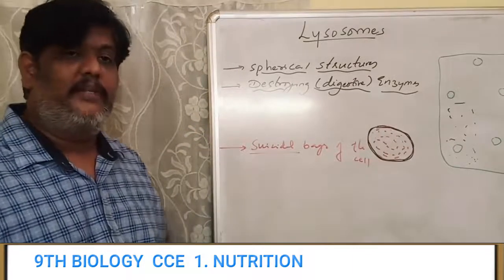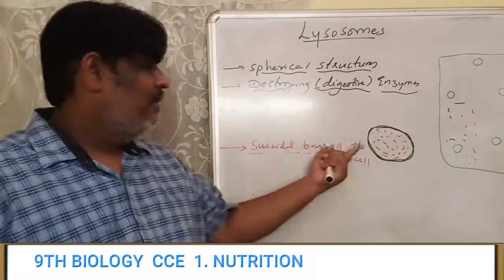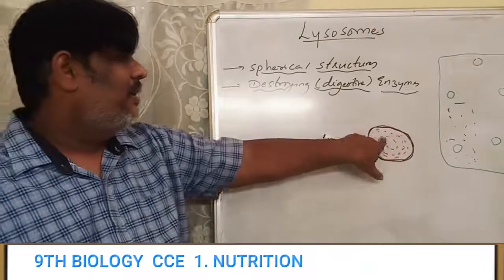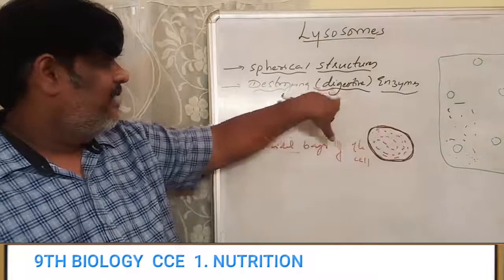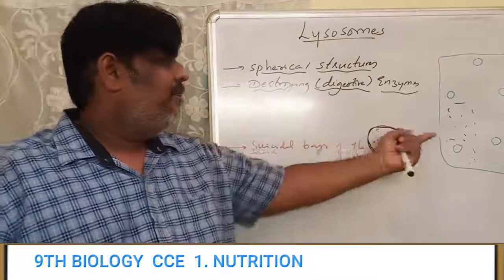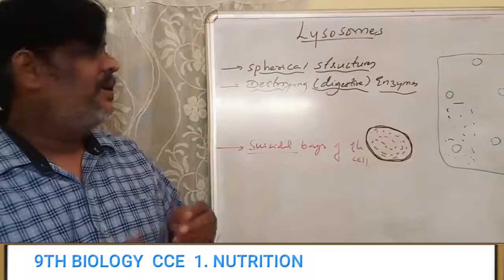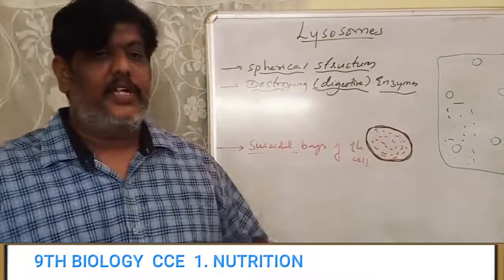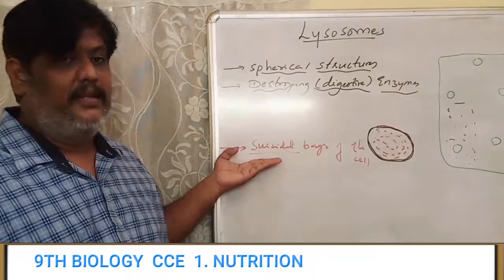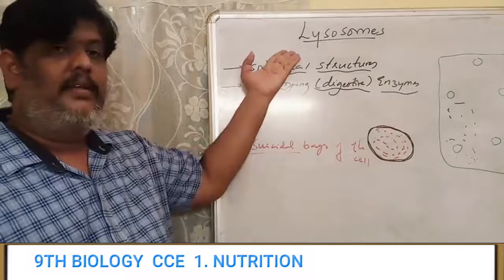Why are they called the suicide bags of the cell? When the cell feels stressed and wants to end its life, the lysosomes will burst open at that time, and all the destructive enzymes in the lysosome will come out. They will come in contact with the mitochondria and all the organelles in the cell, and they will destroy them, and ultimately the cell will definitely die. That's why we call the lysosomes the suicidal bags of the cell. So this is the information regarding the suicidal bags of the cell, which are nothing but the lysosomes.